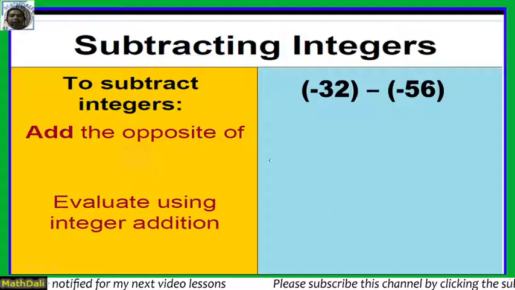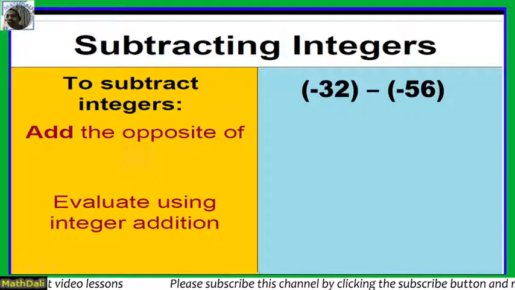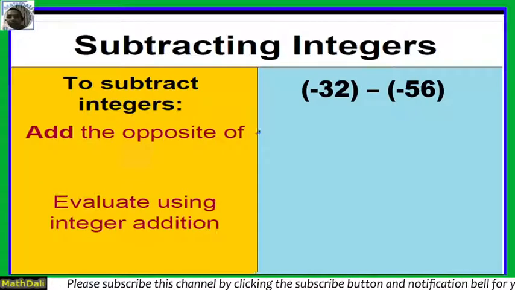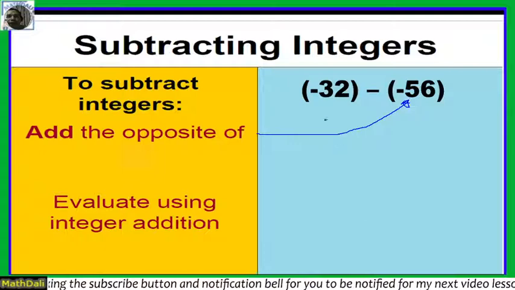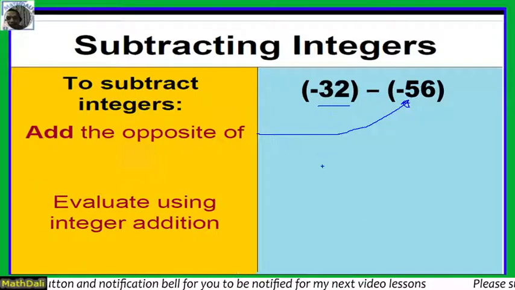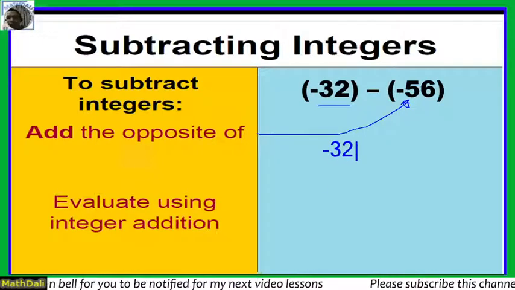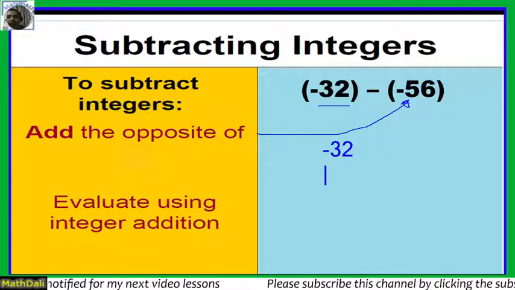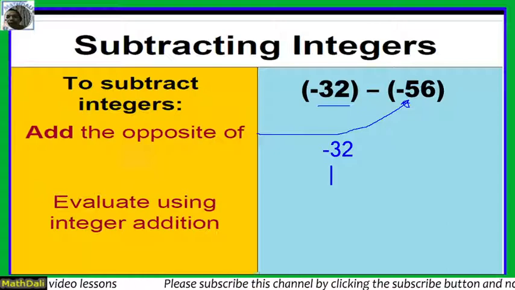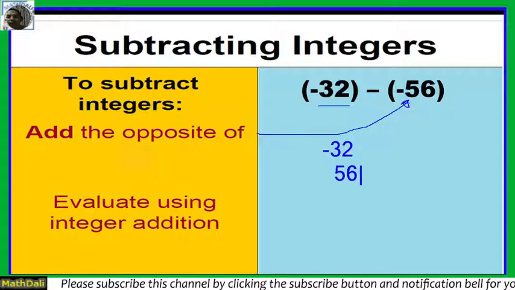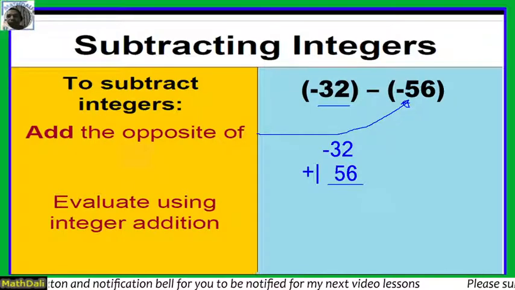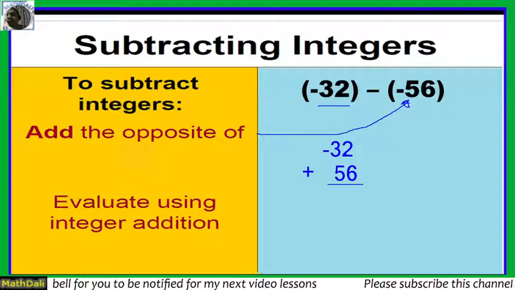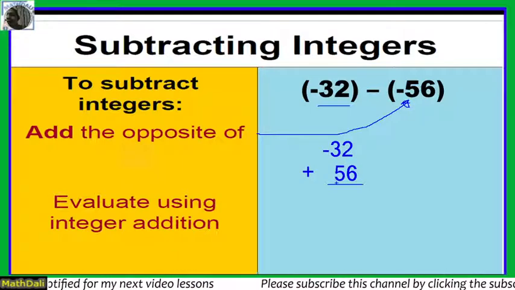Okay, how about this one? We have negative 32 minus negative 56. This time we're going to add the opposite of negative 56. And the opposite of negative 56 is positive 56. So, i-add natin yan sa negative 32. So, we have negative 32 plus yung ating opposite dito, that is positive 56. Operation, we have addition.